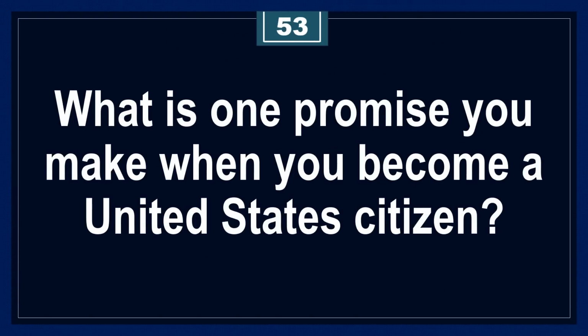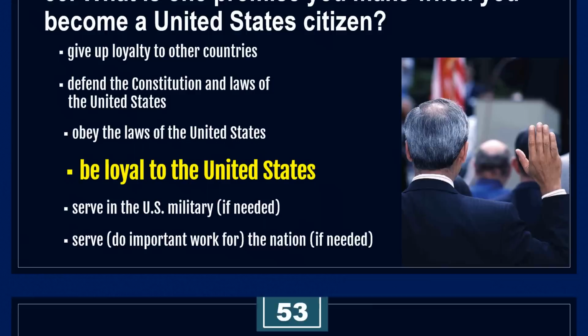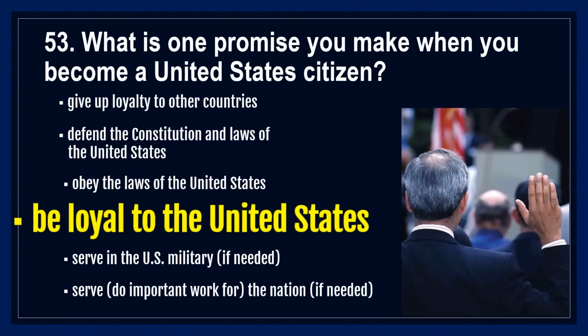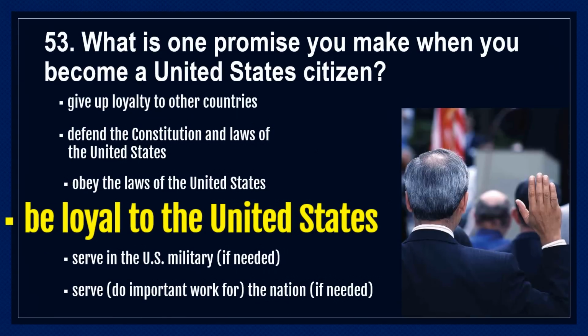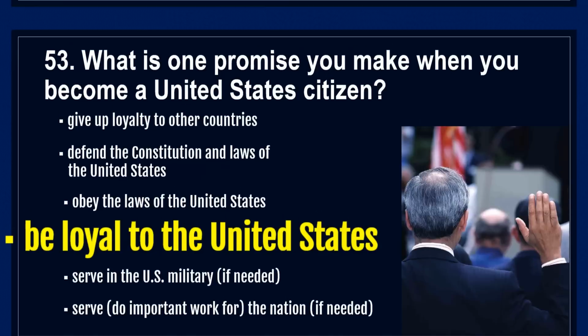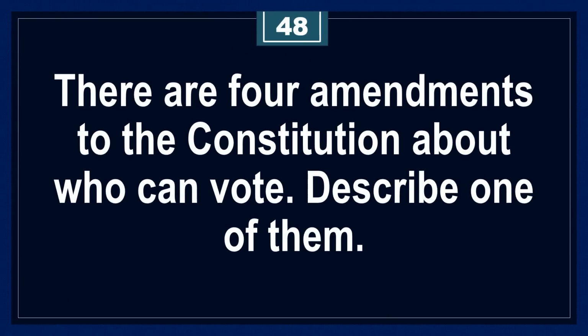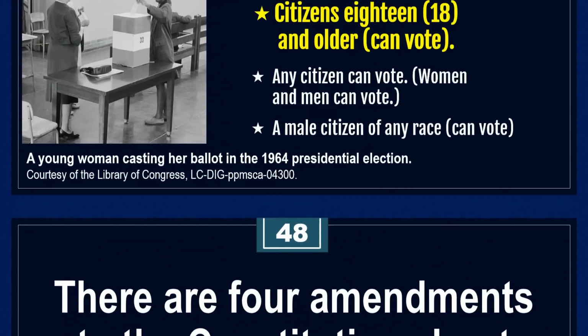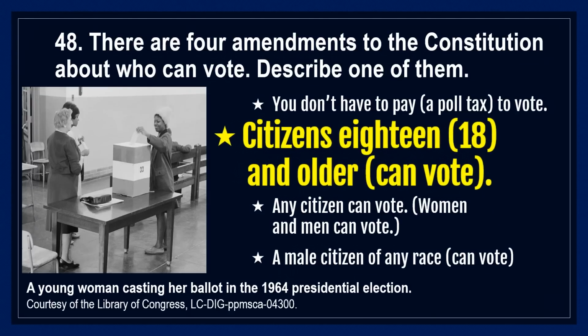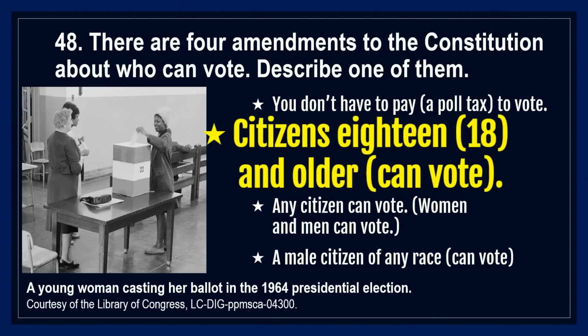What is one promise you make when you become a United States citizen? Be loyal to the United States. There are 4 amendments to the Constitution about who can vote. Describe one of them. Citizens 18 and older can vote.